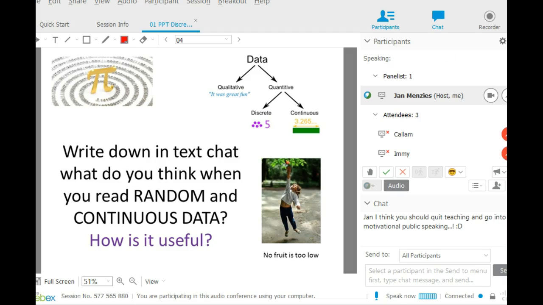So this topic is going to be on random variables. I just want you to draw on the knowledge you already have. In text chat, I'm going to give you 2 or 3 minutes. Write down words or ideas that come to mind when you read random and continuous data.